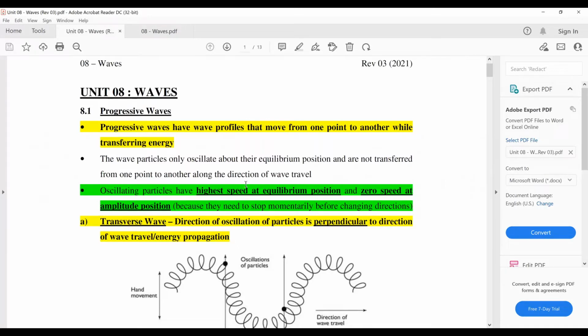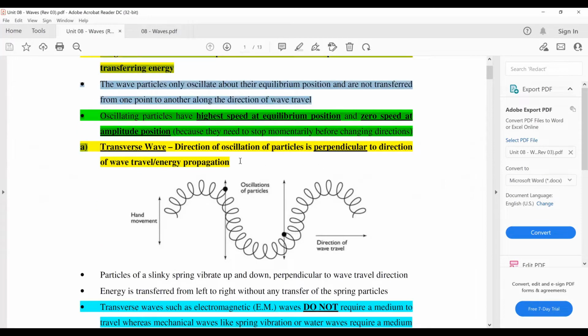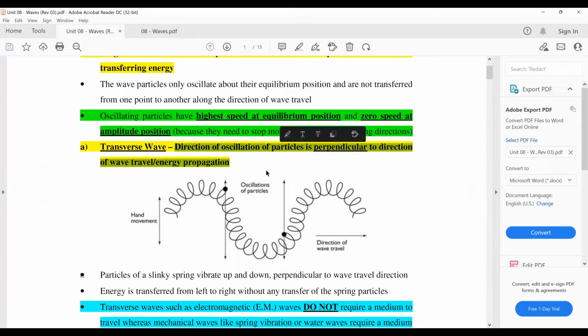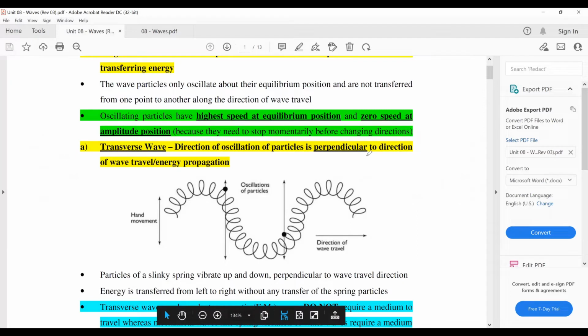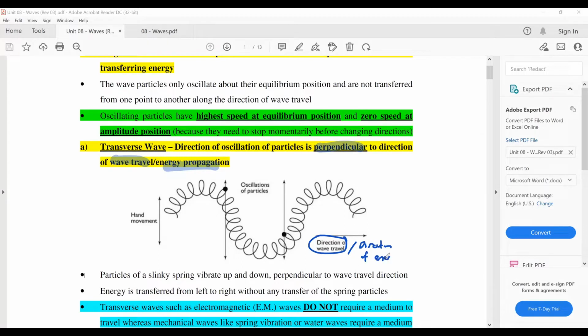The first one is called transverse wave. Okay, so transverse wave is where the direction of oscillation of the particles is always perpendicular to the direction of wave travel or energy propagation. Direction of wave travel is always the direction of energy travel also. Okay, it's also the direction of energy propagation. Okay, where the wave goes to, that's where the energy will be going to.